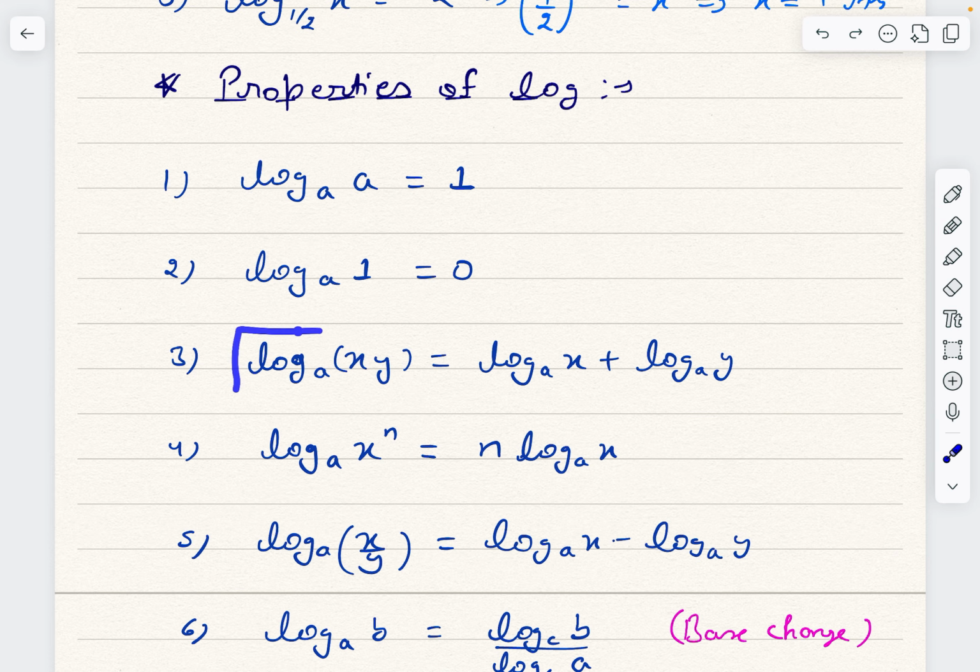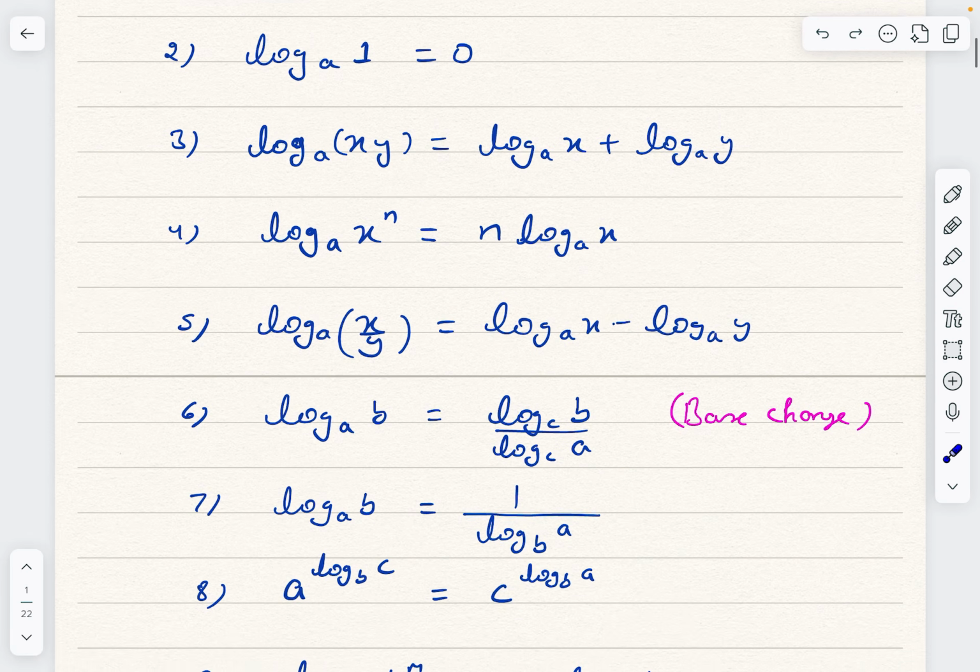Third, log base a xy is equal to log base a x plus log base a y. Next, log base a x power n is equal to n times log base a x. How do we see this thing? This power we say comes outside. If we have log base a x power n, this power n is on x only. So this n comes outside. Next, log base a x over y is equal to log base a x minus log base a y.